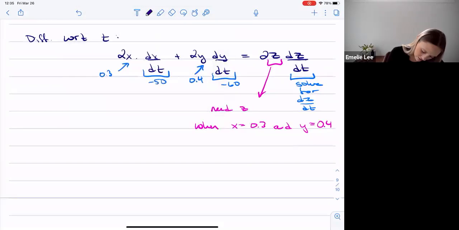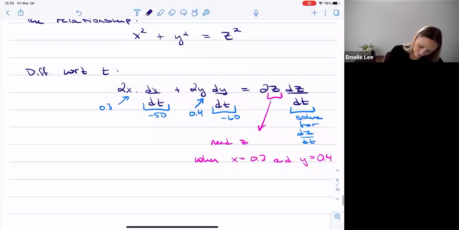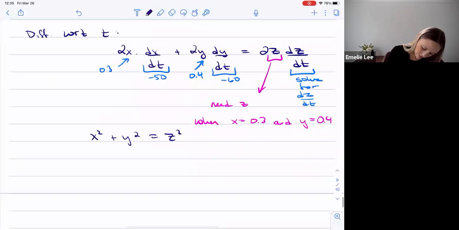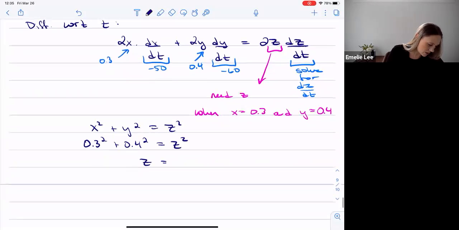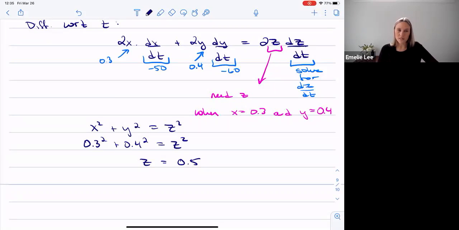I'll use x squared plus y squared equals z squared. So then 0.3 squared plus 0.4 squared equals z squared. I'm just going to skip straight to it. Z becomes 0.5. Right? Okay. We're past that now. We know how to do that. So z is 0.5. Now I have everything that I need to plug this in and solve for dz/dt.